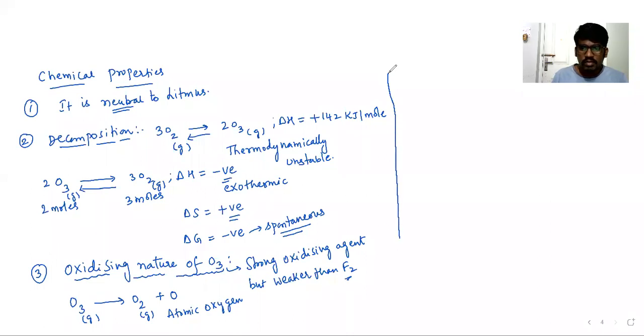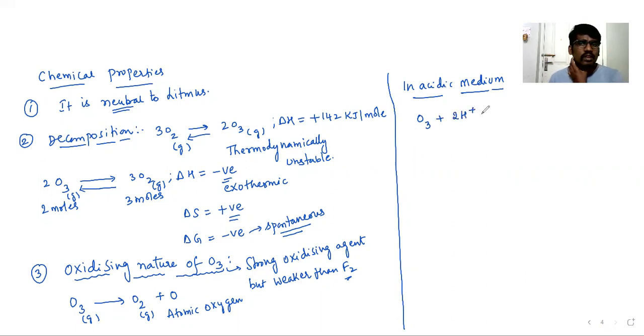Now, if we use various media, let us say an acidic medium, O3 in the presence of H+ ion, by gain of 2 electrons, gets converted into O2 plus H2O. It is an acidic medium. Gain of electrons is taking place. Gain of electrons is called reduction. So O3 can behave as an oxidizing agent.